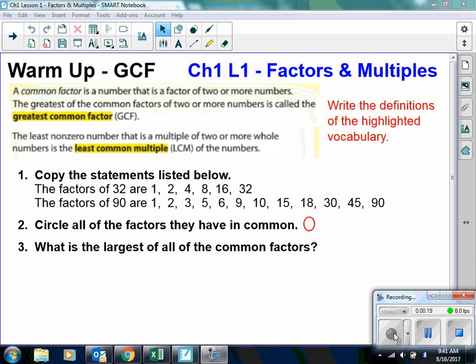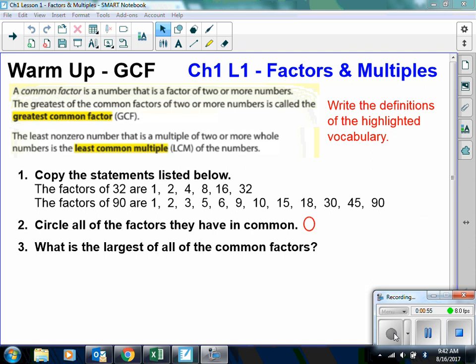So the first thing that I ask you to do is write down the definitions of the highlighted vocabulary. The greatest common factor says here it's the greatest of the common factors of two or more numbers. That's the GCF. The least common multiple, which is what we're going to talk about tomorrow, is the least non-zero number that is a multiple of two or more whole numbers, and that's the LCM, least common multiple. Now, it says here a common factor is a number that is a factor of two or more numbers.